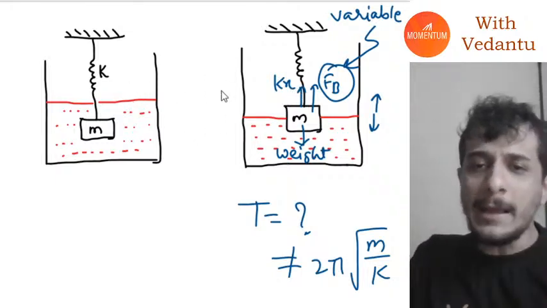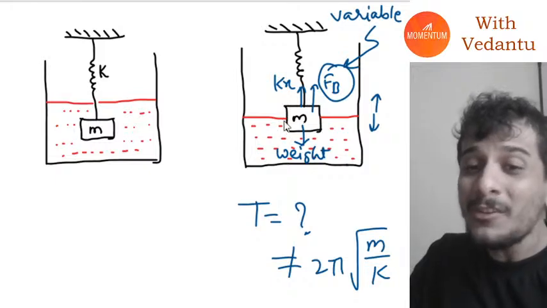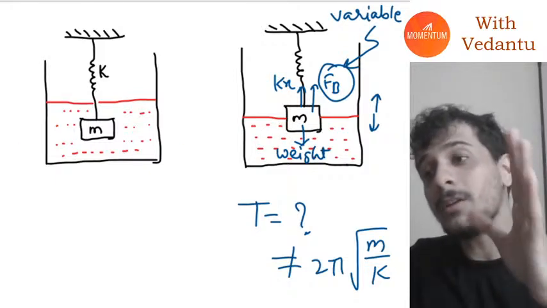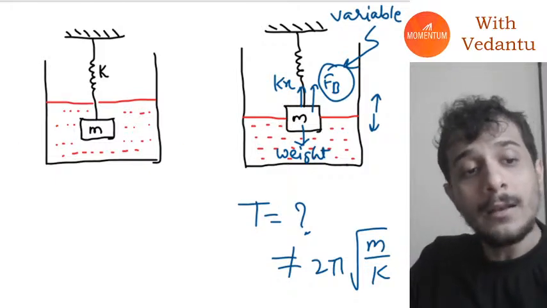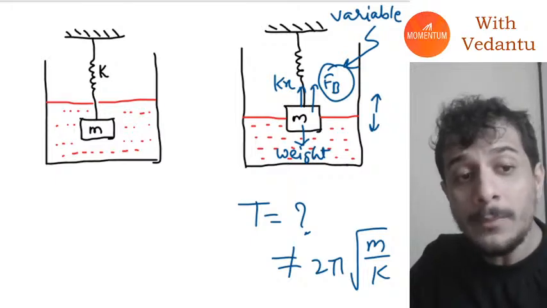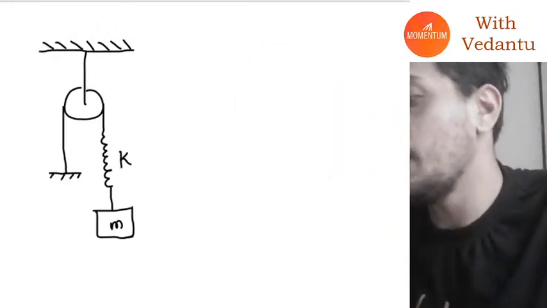Okay, so apart from this case where the block is half inside the water, the time period we have seen so far for every case is 2 pi under root m by k. But now let's try to complicate things. What will be the time period for this case?